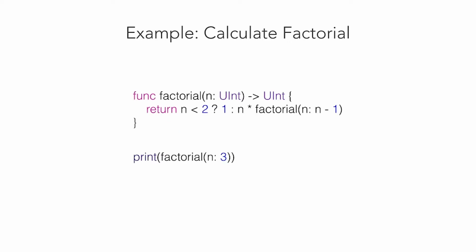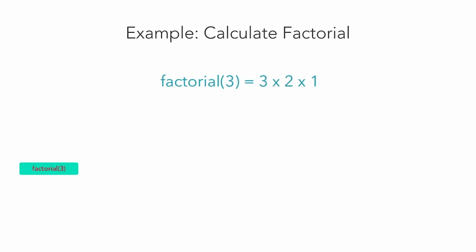So, here's the Swift factorial function that calculates the factorial of a positive integer. The function takes an unsigned integer as argument. If the input parameter is smaller than 2, the function returns 1. Otherwise, the function returns the product of the input and the result of calling the function with an argument that is smaller by 1. The recursive calls continue until the function gets called with a value that is smaller than 2. To understand how recursion works, here's a graphical representation of what's going on when calculating factorial of 3.